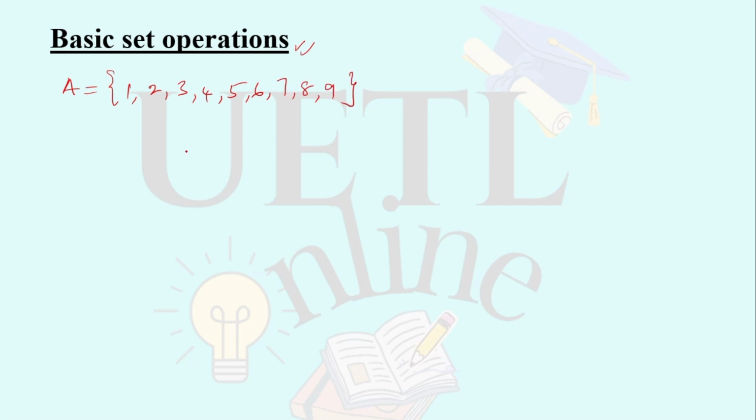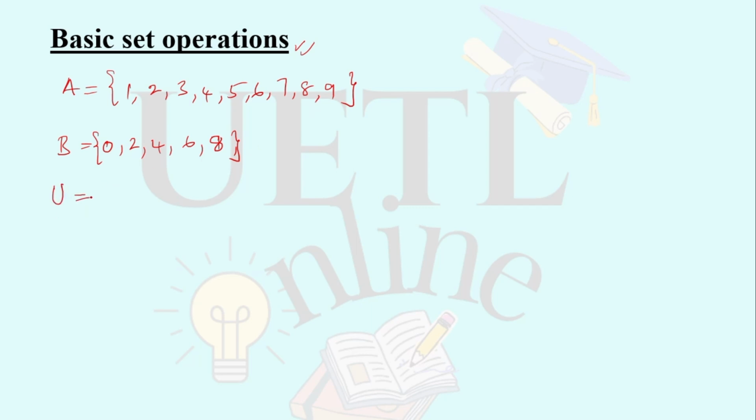Okay, so these are natural numbers less than 10. Now let's say set B contains even numbers less than 10. Here we have 0, 2. So these are the numbers we have. Now let's say we have our universal set.